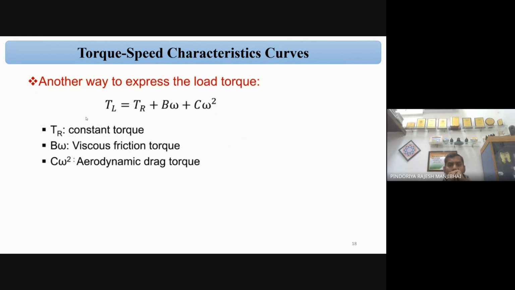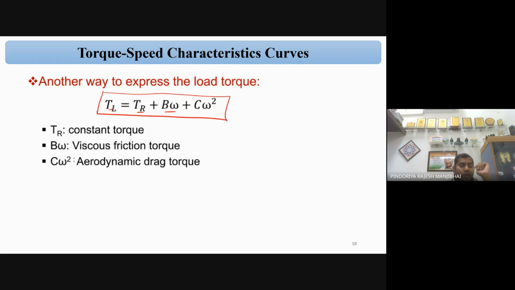Yes, there is another way to express the load torque, because friction is present in the motor, because there is a bearing, because we have to rotate our shaft. So finally we can say our load torque expression in terms of the bearing, in terms of the friction: TL, the load torque, is equal to TR, a constant torque, plus B omega. This equation we already studied in the first semester, okay?